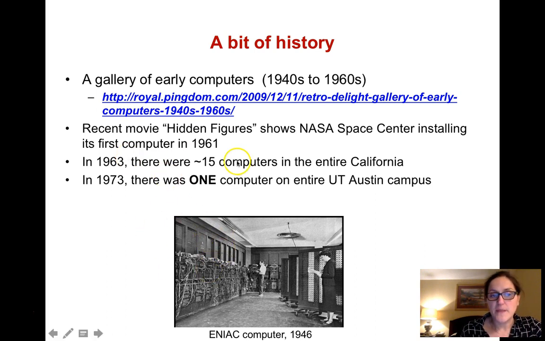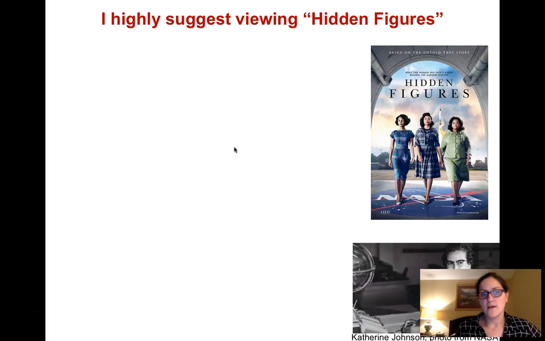Basically, there's one of the first computers shown in the NASA Space Center in 1961. In 1963, there were only 15 total computers in the entire state of California. And in 1973, as Dr. Bomer shows in his video on punch cards, there was one computer on the entire UT Austin campus, and everybody wanted to use that one computer.